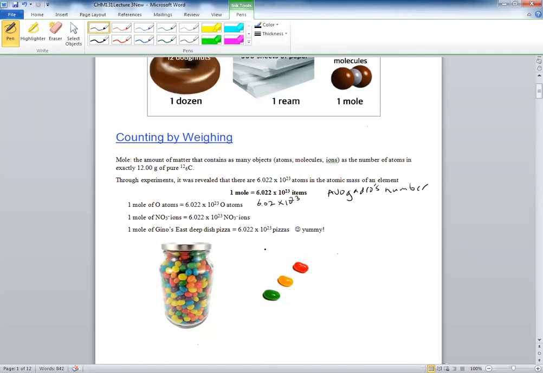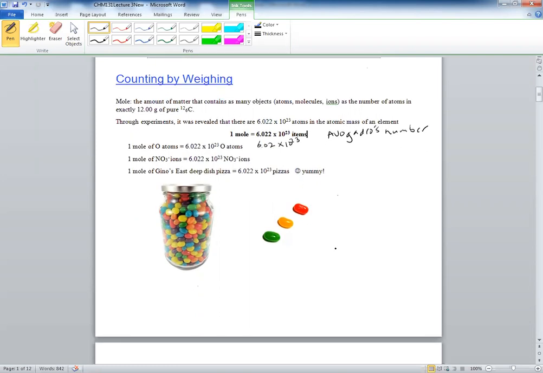So again, we're going to deal with this number as a counting unit for the atoms. The atoms are so small. So what is the utility of this? Well, let's go with an analogy.